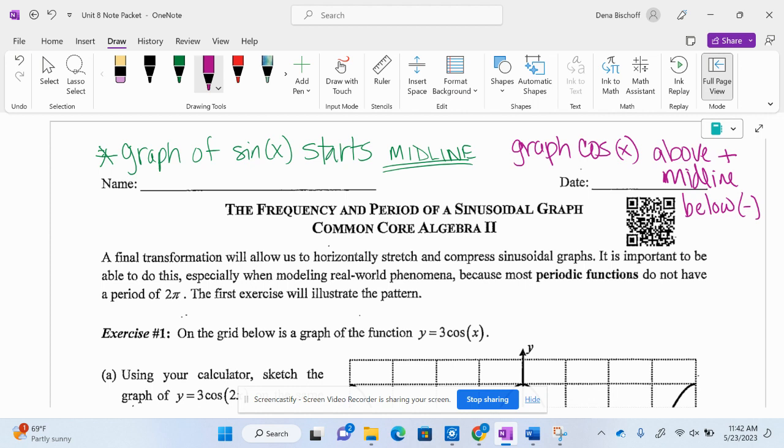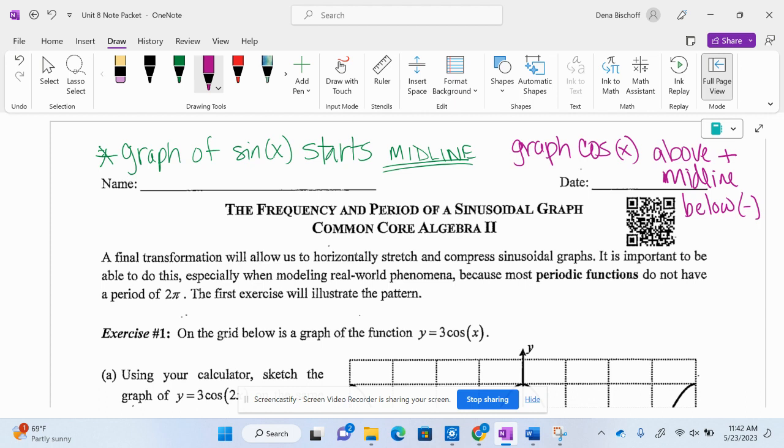Okay? So I just want you to remember that in your brain. That's important. And that'll help you look at graphs. And if you can look at a graph and kind of split your hand across the function and find the midline, you automatically know if it's a sine or a cosine function.